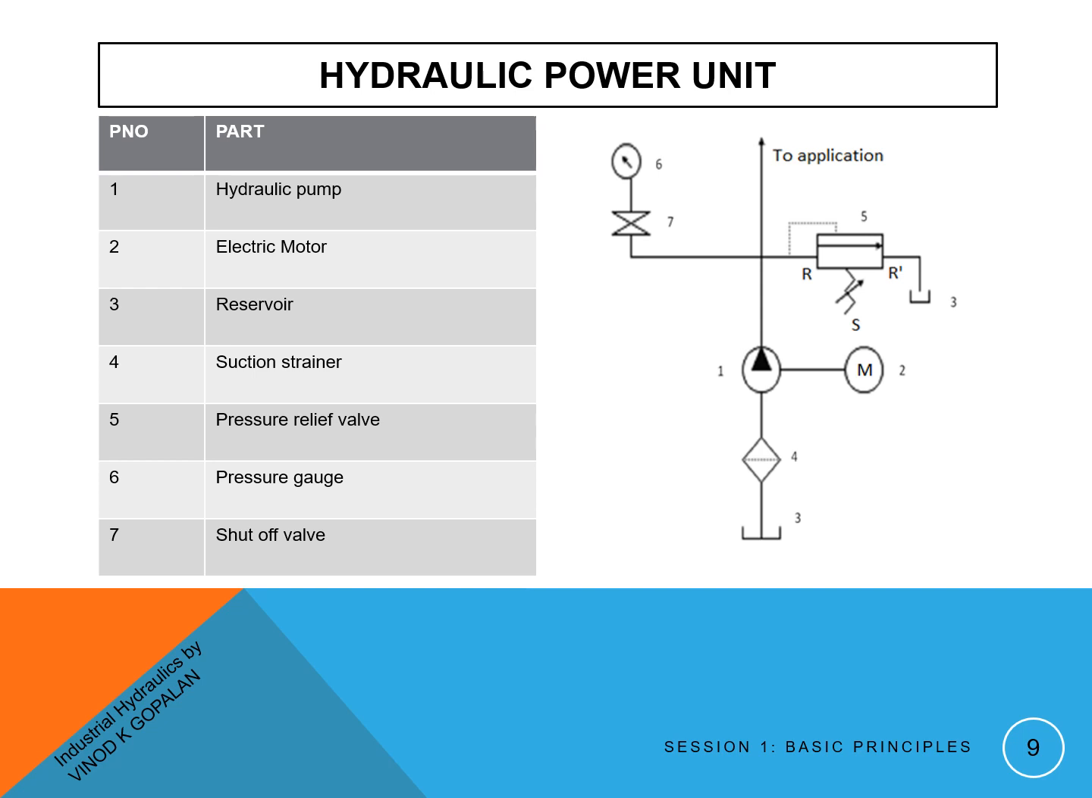Part number 5 is a pressure relief valve, which limits the maximum pressure in the system. This pressure can be adjusted by spring S. The valve is normally closed. When the set pressure is reached, R and R' will be connected and excess oil from the pump will flow to the tank 3. Part number 6 is a pressure gauge, which indicates the pressure in the system.